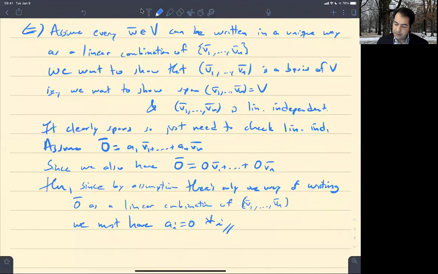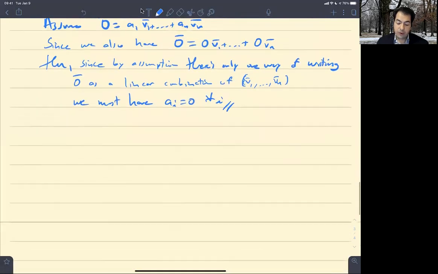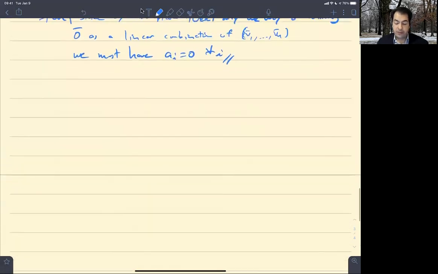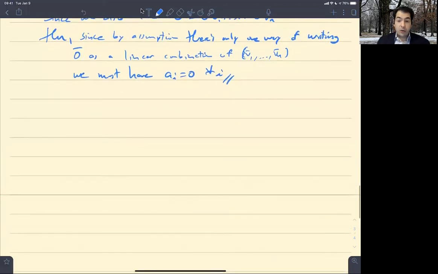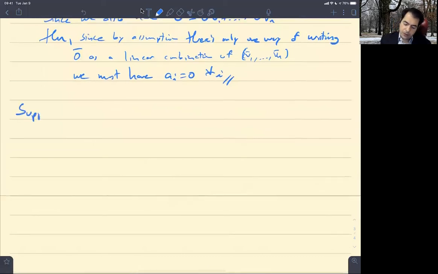Now, great. So that's just a different way of writing what it means to be a basis. Next, we want to guarantee that we can always find a basis. Well, we can always find a basis if we have a finite dimensional space. So suppose V is a non-zero vector space.